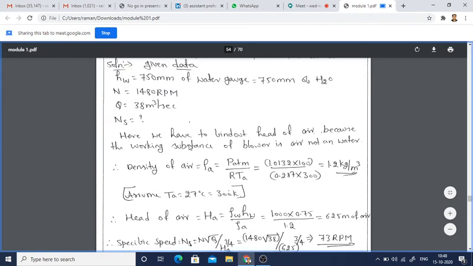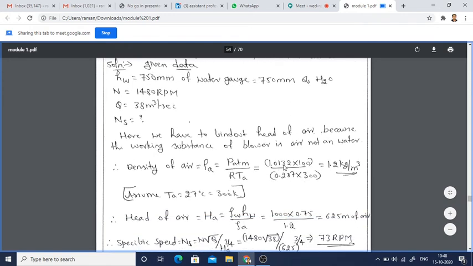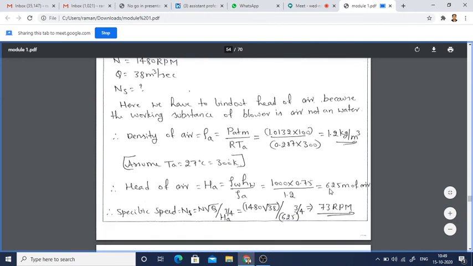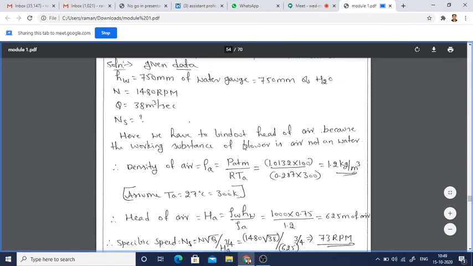Are you getting? Since here the head of water is given, the blower is nothing but the air only here. So it is an air flow rate, air blower, but they are measuring the head in terms of water gauge. So for that reason, first we need to convert the given head of water gauge into the air, then only we can substitute it in the formula. So first we are calculating the head of air, and then we are substituting in the formula. Okay, so start doing this. So this will be the last.